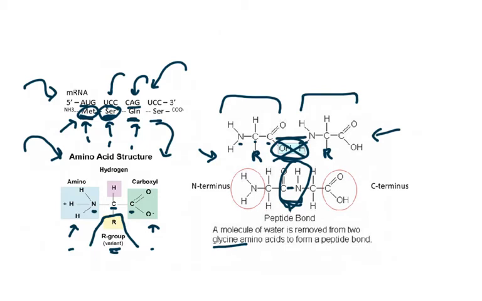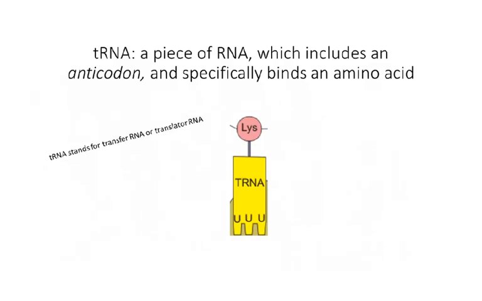So the mRNA is going to provide the genetic code that tells us which amino acid to bring in. But how are we going to bring in those amino acids? That's what we're going to look at next. And this requires the existence of what's called tRNA. tRNA is a piece of RNA which has what's called the anticodon.